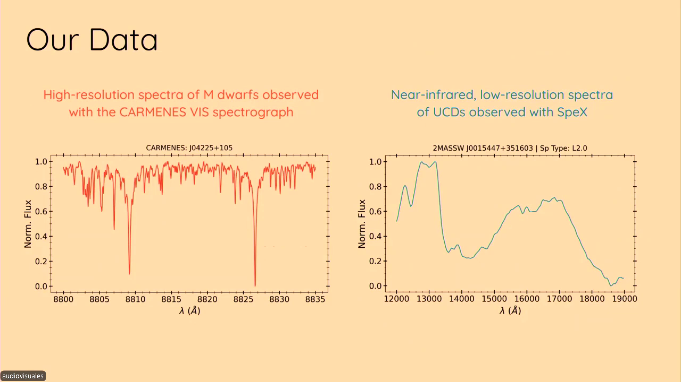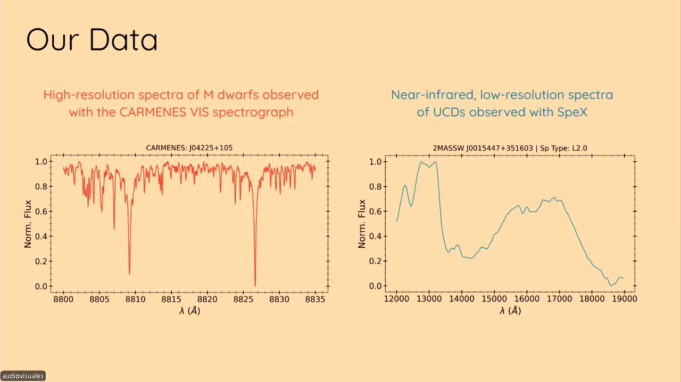Okay, so how do we study these objects? In our research, we use two different types of data to study these objects. In the case of the M Dwarfs, we use high-resolution spectra observed with the CARMENES spectrograph. This is what you can see in the red plot.